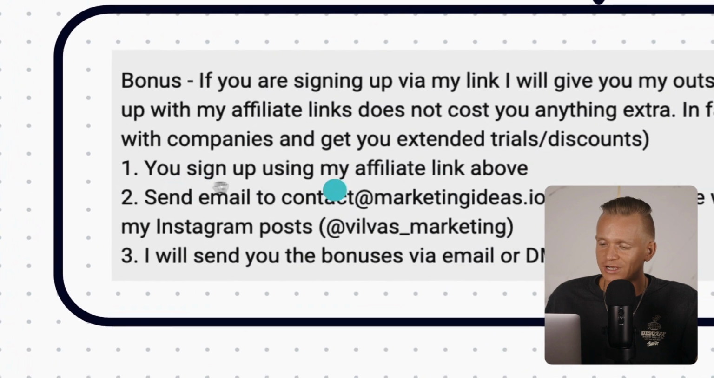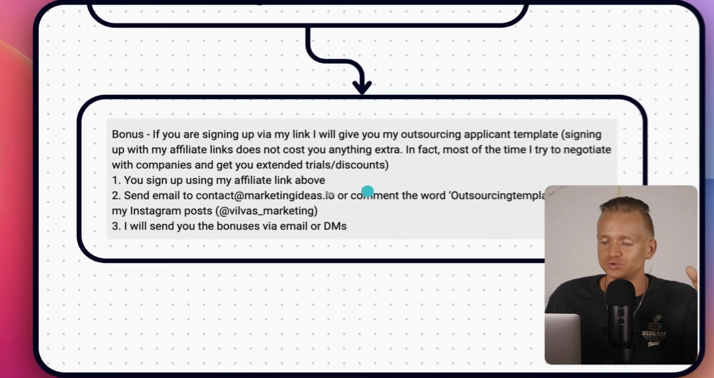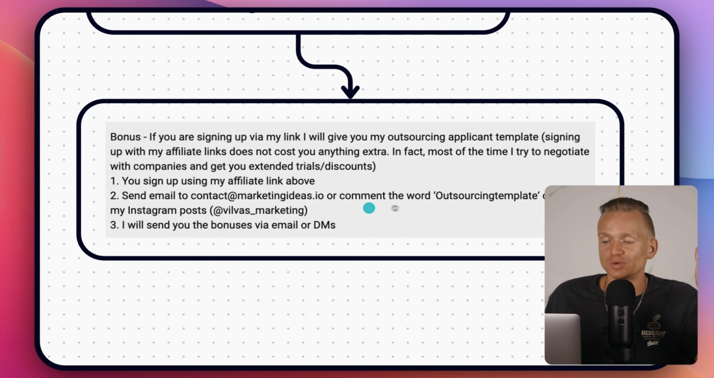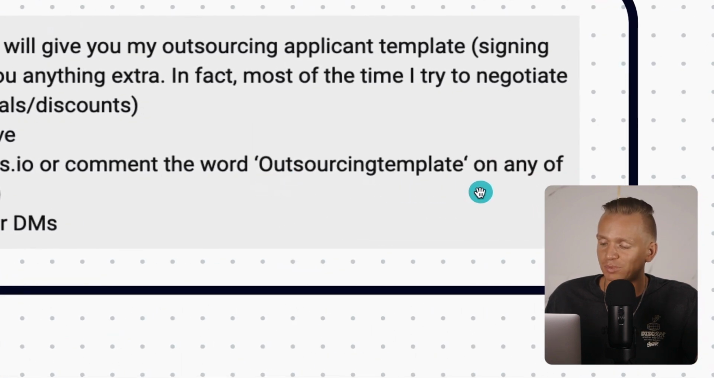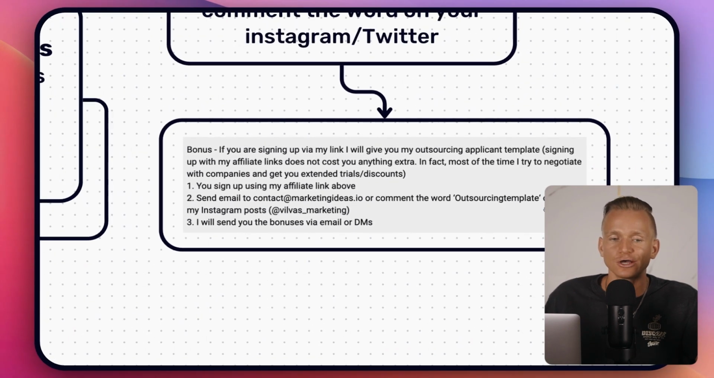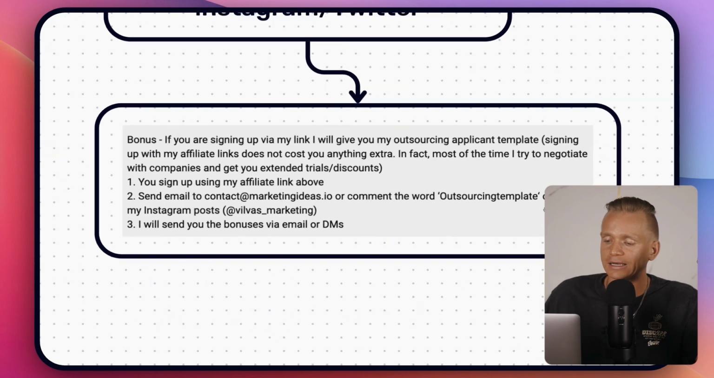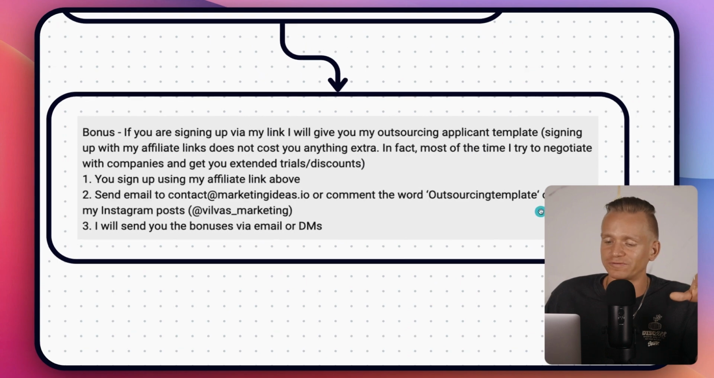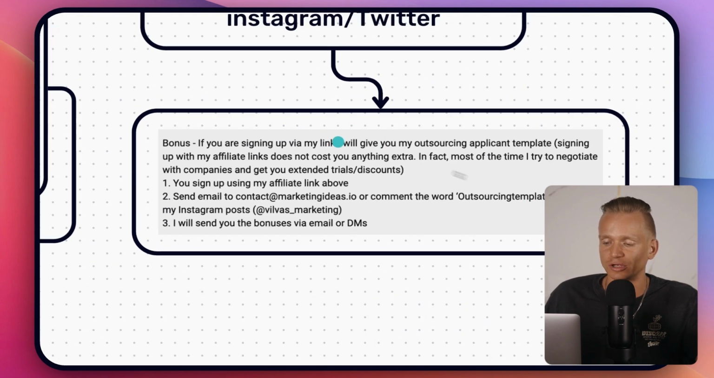So you sign up with my affiliate link, and here I have two different options. You can send me an email, but to make it super easy for you, you can just go on my Instagram, and on any of my posts put the comment outsourcing template, and then I will give you my outsourcing template. That's going to make it way easier for you to hire people online. I do ask for proof and stuff like that, but this is just a little example of how I get people from one platform to another.